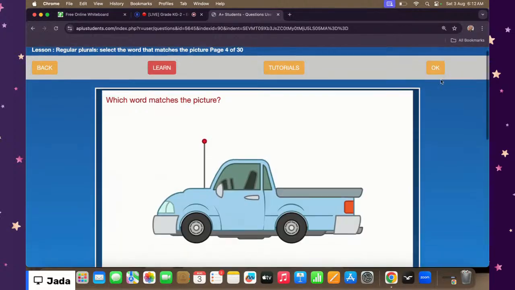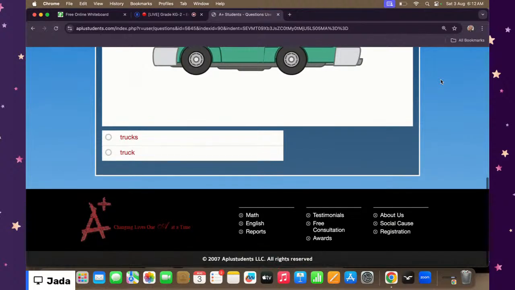The next one is a picture of trucks. So how many trucks do we have? We have two trucks. Okay? So not just one, two trucks. So what will be our answer? What is our answer? Because we have two trucks. Mm-hmm. Trucks.